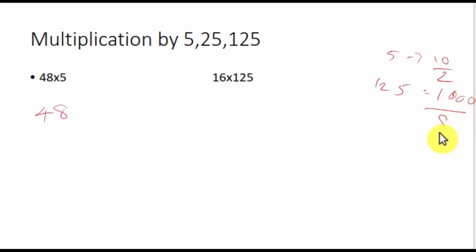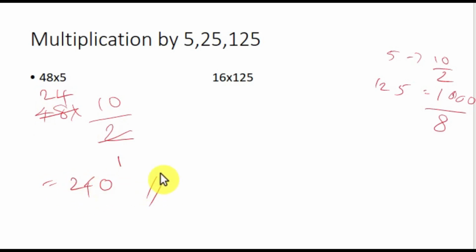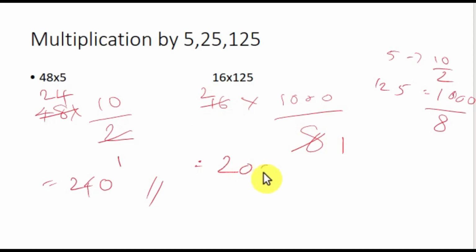Here, multiplication by 5, 25, 125. When we are multiplying, I told you 5 can be written as 10 by 2, and 125 can be written as 1000 by 8. Here 48 into 5: 5 can be written as 10 by 2. So 2 1 times, here 24 times. So the answer is 240. Easy calculation. 16 into 125: 125 can be written as 1000 by 8. So 8 1 times, 8 2s are 16. So the answer is 2000.